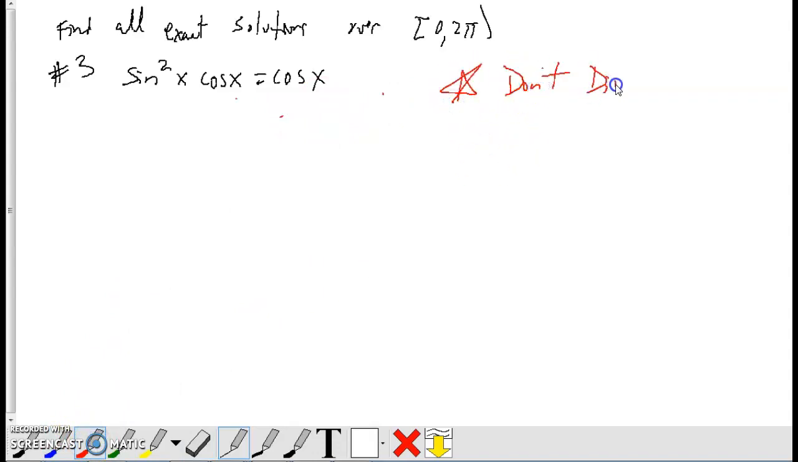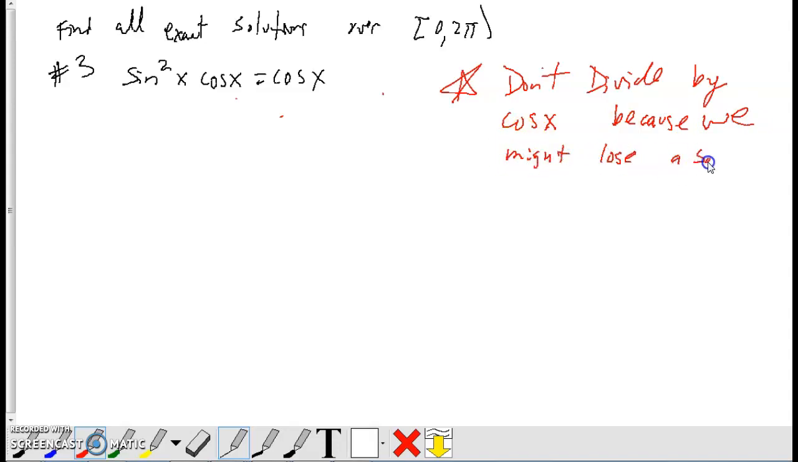Don't divide by cosine of x because we might lose a solution. It doesn't always happen, but because it doesn't always happen and sometimes it happens, we don't want to do it. All right, so what do I want to do?